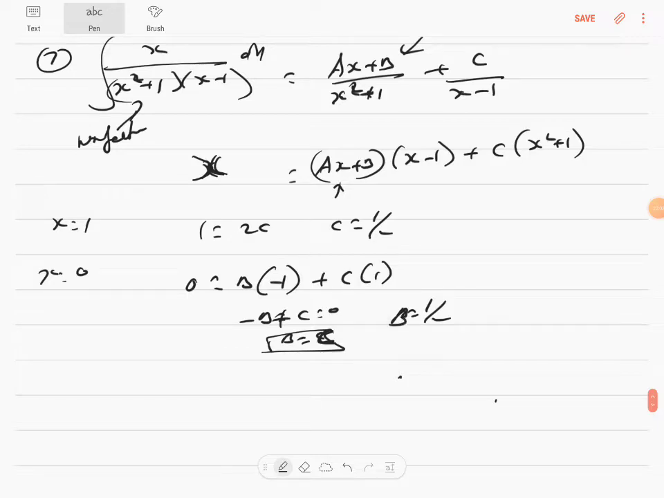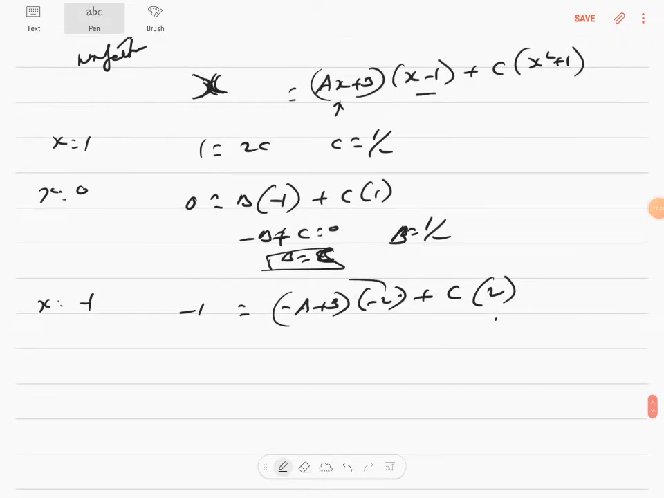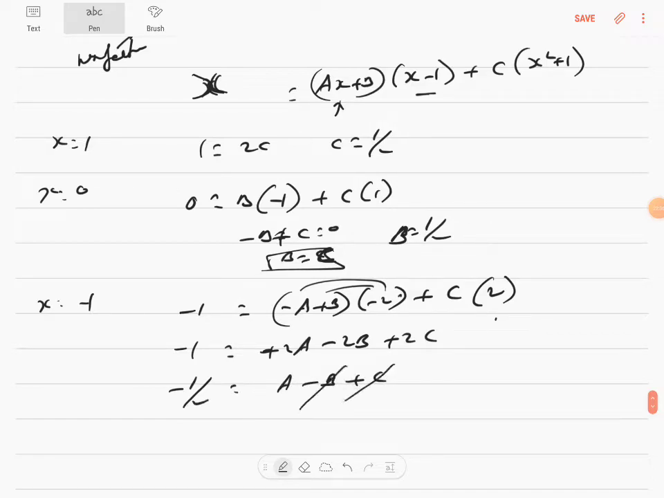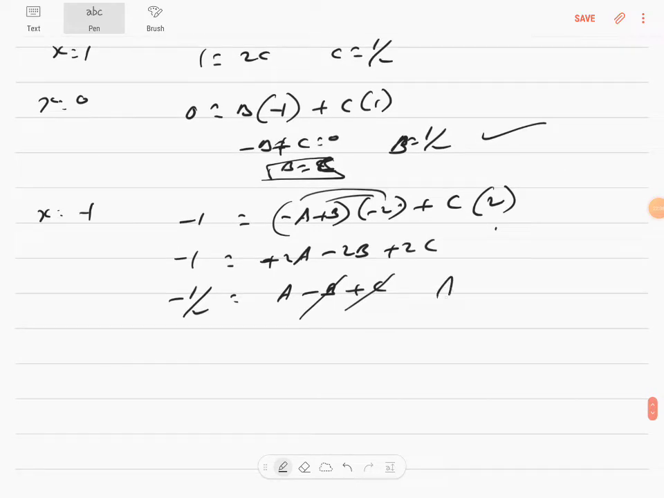Now you've found b and c, you still don't know what a is. So now substitute x as, say, minus 1, just like that. Minus 1 is equal to minus a plus b into minus 1 minus 1 is minus 2, plus c into 1 plus 1 is 2. So when you bring this in, minus 1 is equal to plus 2a minus 2b plus 2c. So it will be minus 1 by 2 is equal to a minus b plus c. You know b is equal to c from here, so these two get cancelled. So a is equal to minus 1 by 2.